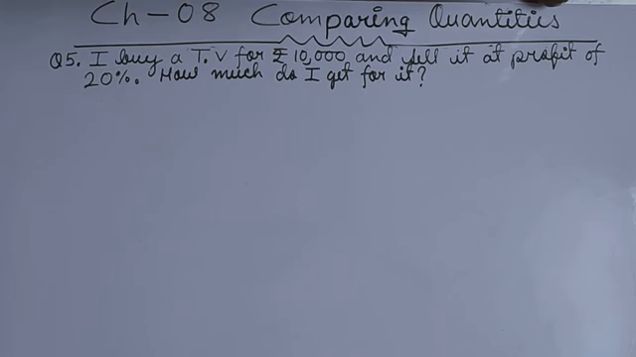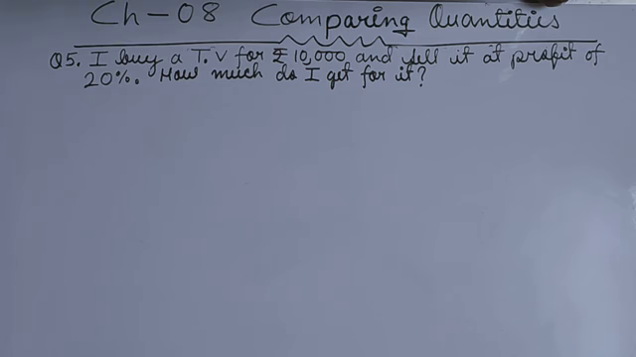Now this is question number 5, which is based on the profit and loss concept. Question number 3 and question number 4 are totally a different concept that we will discuss later on when the concept comes. Today we are going to discuss only those questions which are based on the topic of profit and loss. And question number 5 says, I buy a TV for rupees 10,000 and sell it at a profit of 20%. How much do I get for it?